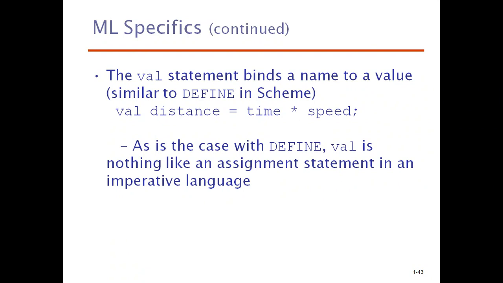In order to bind a name to a value, like define in Scheme, in ML we will use a construct called val. For example, val distance = time * speed. As is the case with define, val is nothing like an assignment statement in an imperative language.